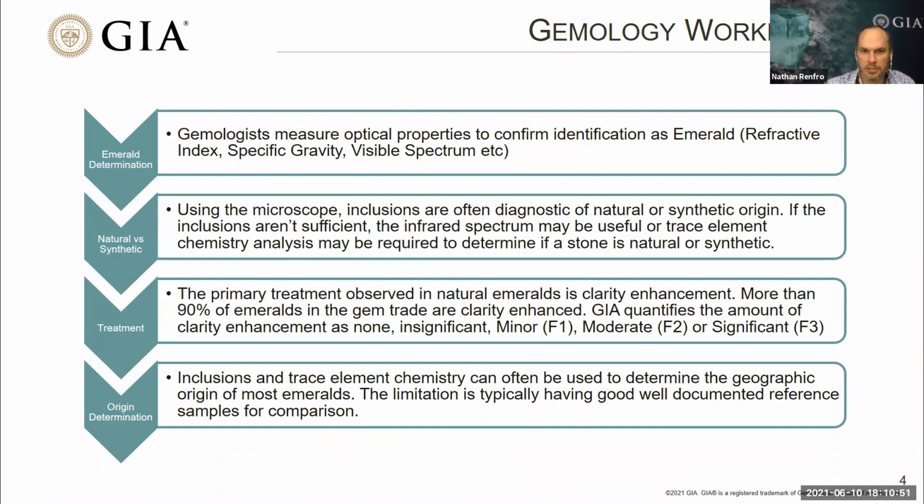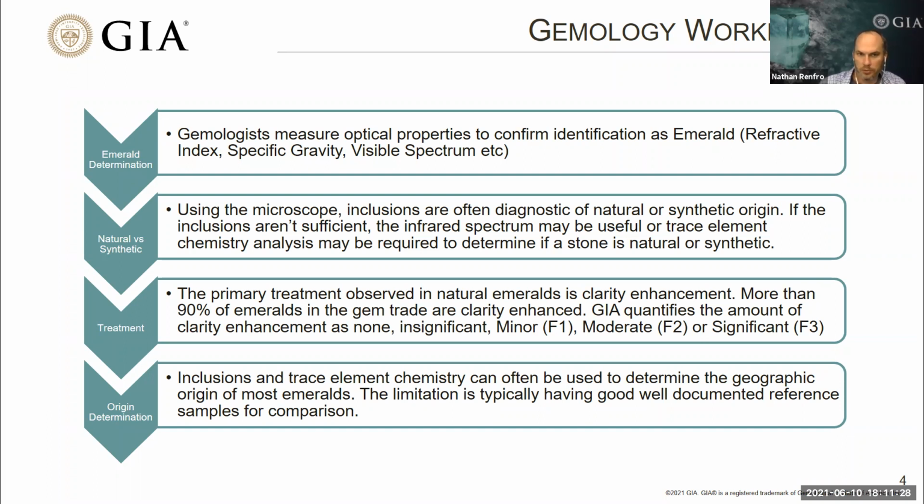As a gemologist, this is the workflow that we have in the laboratory. The first step, when you have a green stone, is to determine whether or not it is an emerald. We have some basic optical tests that we use to confirm that. We measure the optical properties, things like the refractive index, the specific gravity, and the visible spectrum. These physical properties are unique to emerald, and so we can identify if we have an emerald material in that way.